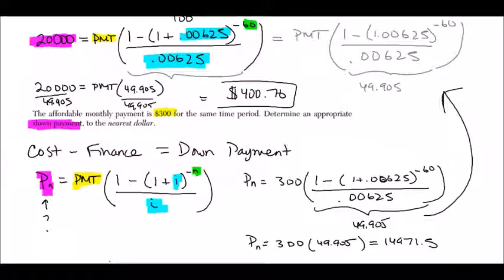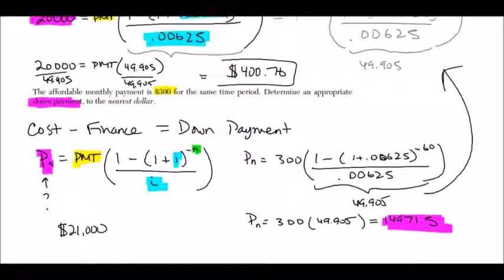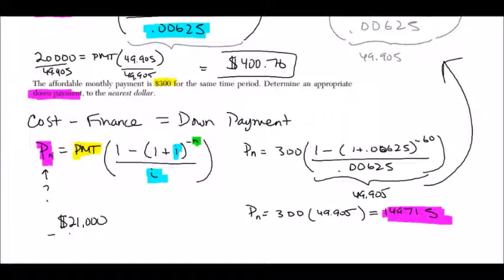Okay, so how much do we want to put down? Well, if this is what we can afford to borrow based on the $300 monthly, the cost of the car is $21,000. And what we want to finance is 14,971.5. Well, the difference there is going to be 6,028 and a half. And it says to the nearest dollar. I would say that 6,029 is what they're looking for here.